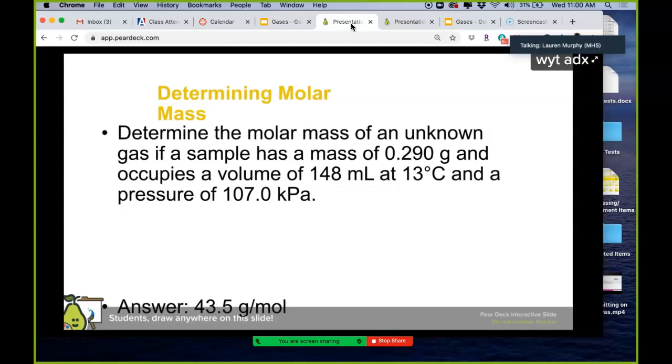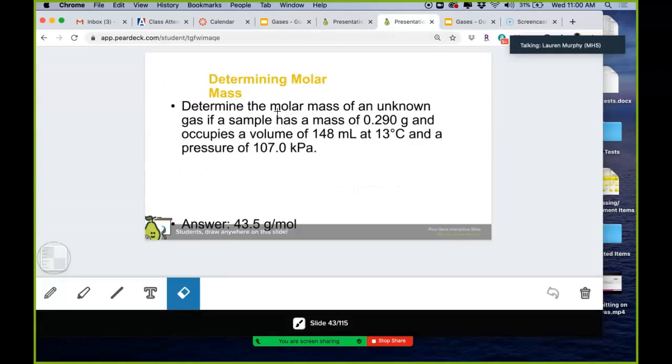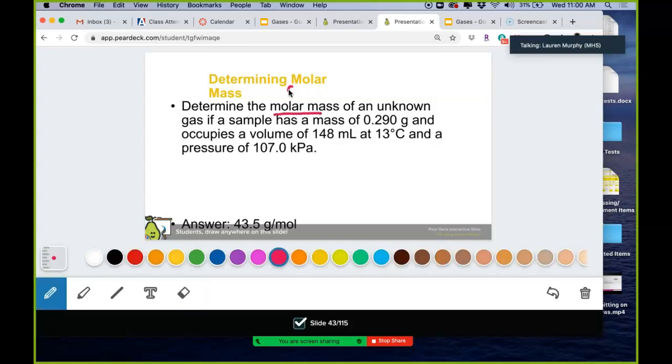So this first question, it says determine the molar mass, that means grams per mole, of an unknown gas if a sample, and I give you mass, I give you volume, I give you temperature, and I give you pressure. So we're talking about gases. So this is likely ideal gas law. Why? I don't see two volumes, I don't see two pressures, I don't see two temperatures. Combined gas law is not going to be helpful.